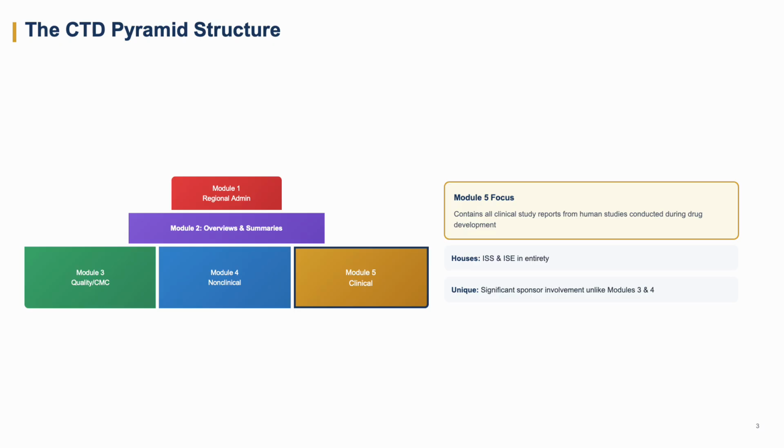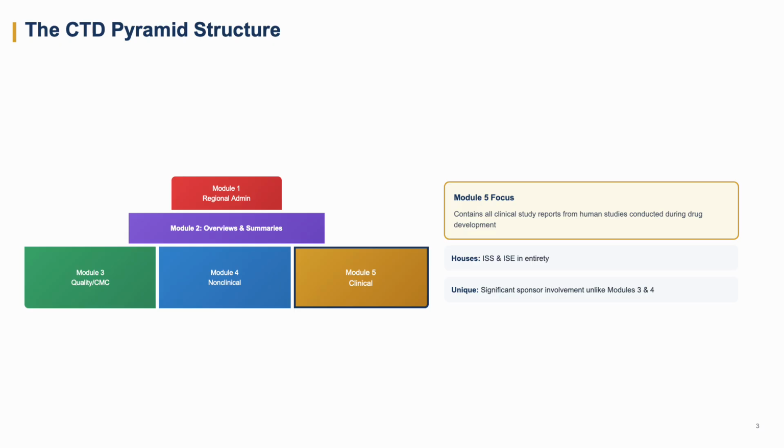Notice that Module 5, clinical, is highlighted here. This module is unique for several reasons. First, it contains all clinical study reports from human studies conducted during drug development. Every Phase 1, 2, and 3 study report goes here. Second, it houses the ISS and ISE in their entirety. These are large integrated analyses required by FDA.